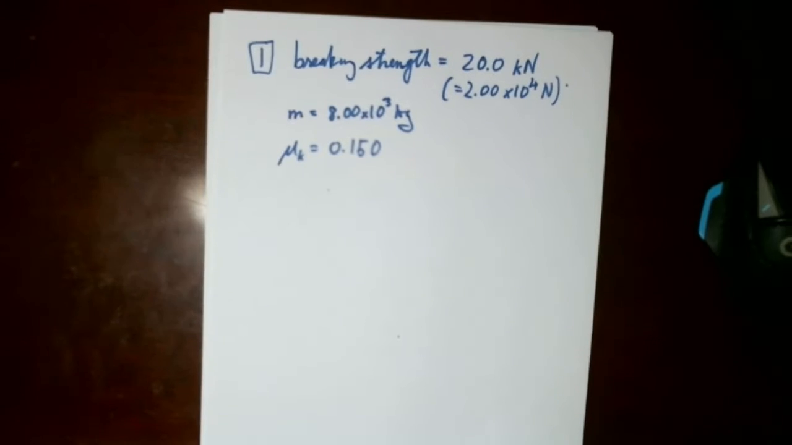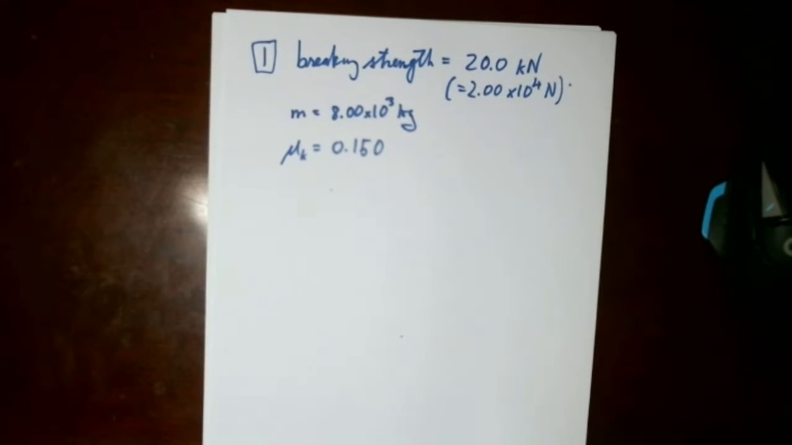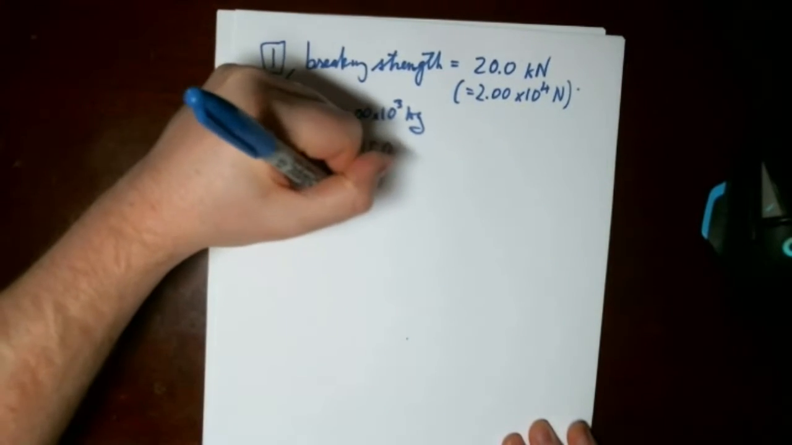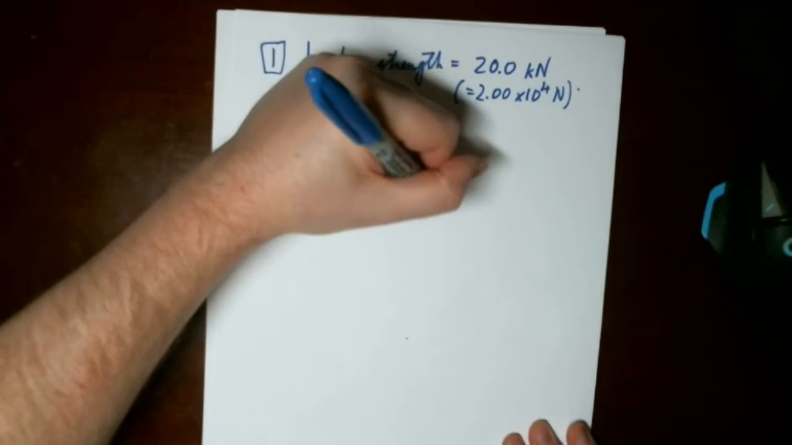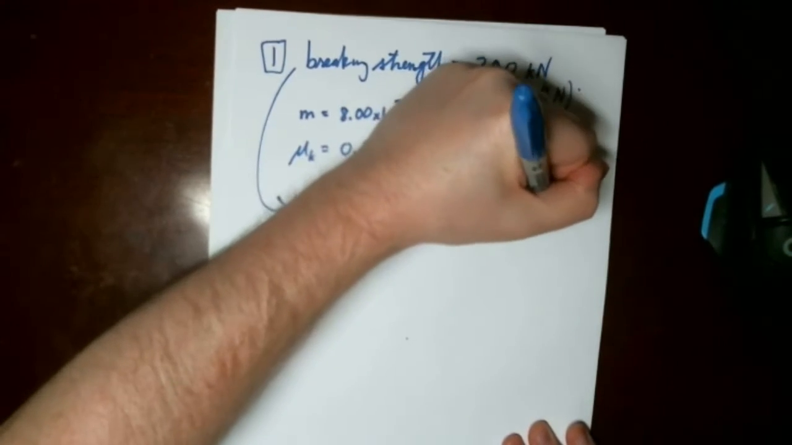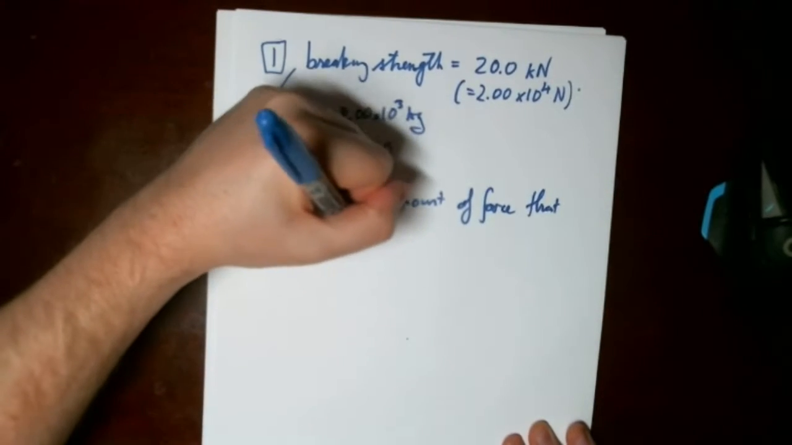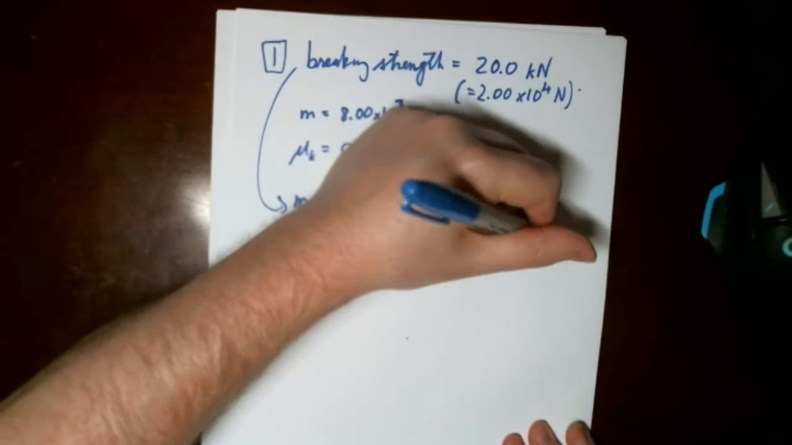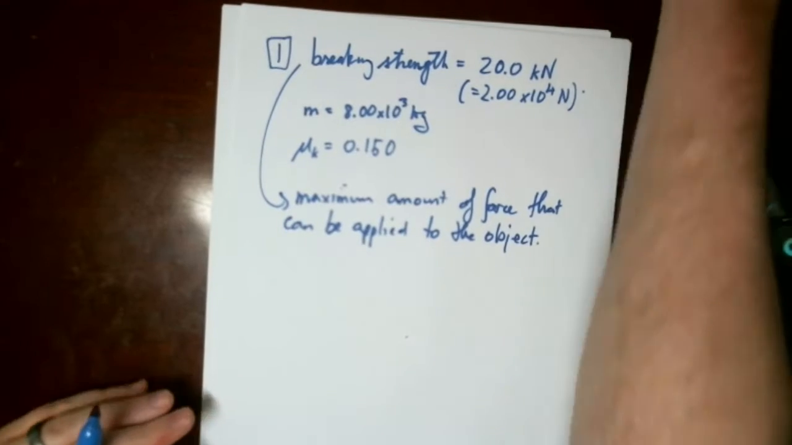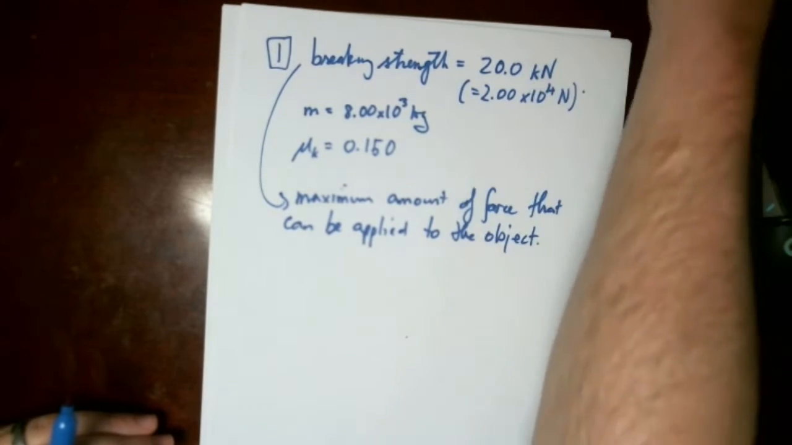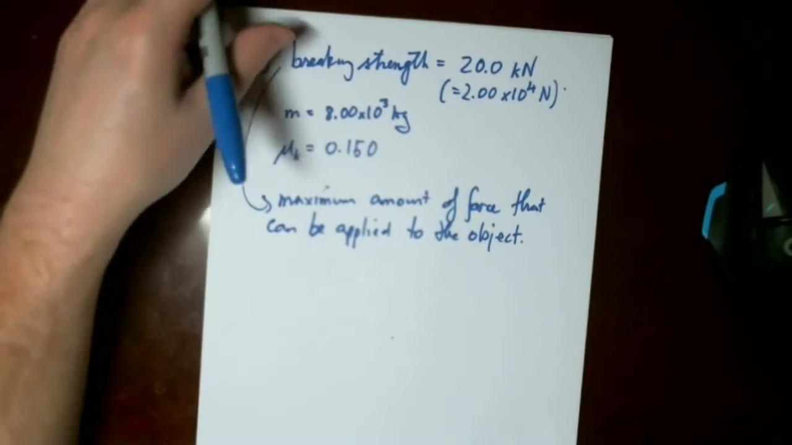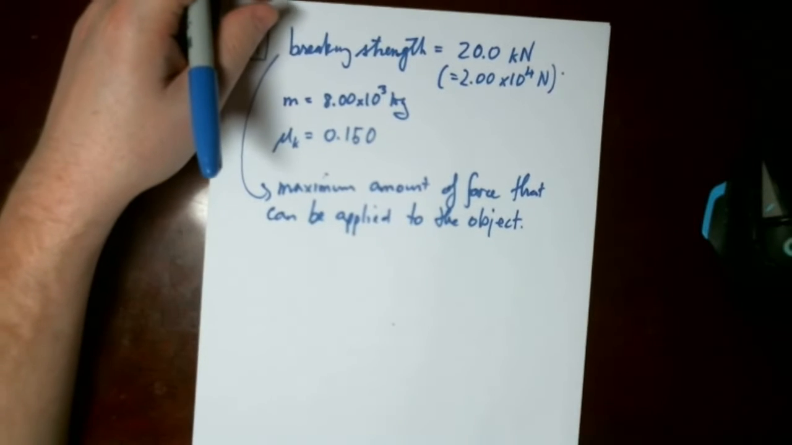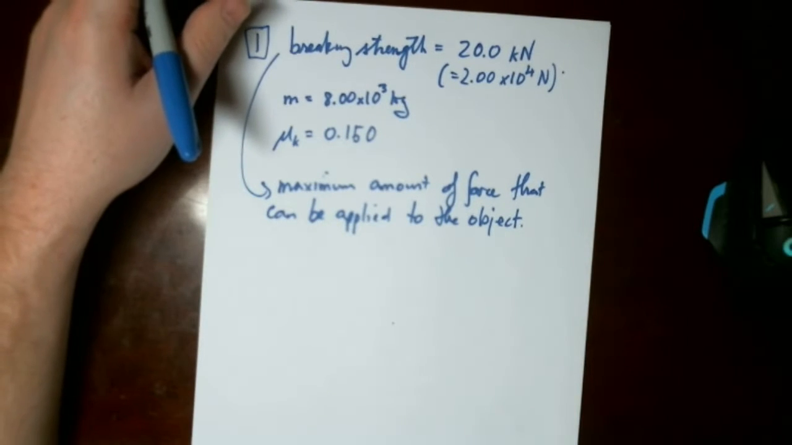So let's work this out. Let's think about this before we do any math. The breaking strength represents the maximum amount of force that can be applied to the object, whatever it is. It weighs 8 metric tons, so it's probably something pretty big. So we can't put more than 20,000 newtons of tension in the steel cable.